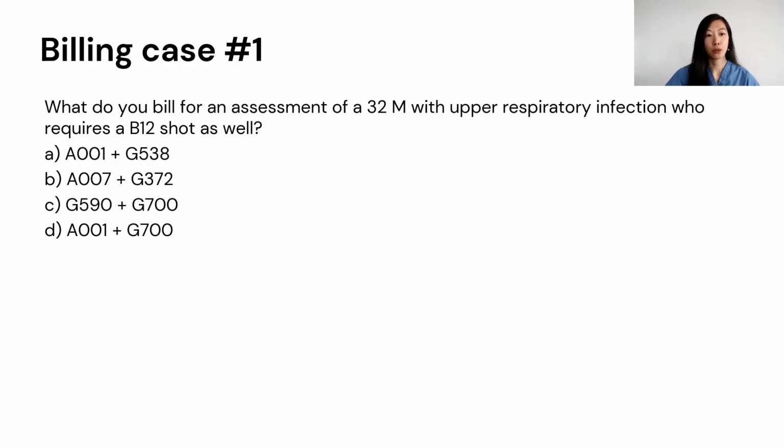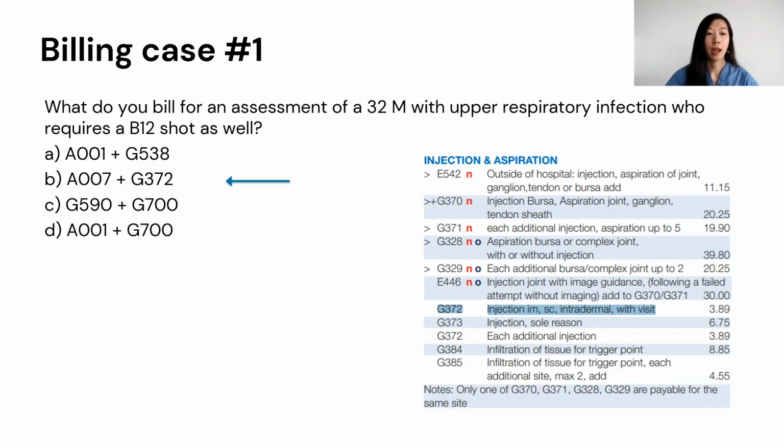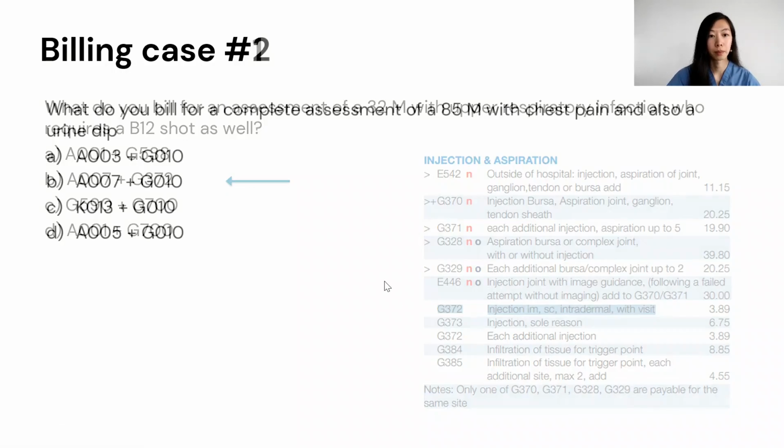And the answer for this question, what would you bill for an assessment of a 32-year-old male with upper respiratory infection who requires a B12 shot as well, is B. And the reason for this being the answer is the A007 is they come in for the upper respiratory infection, and your G372 is your injection with visit, the $3.89.